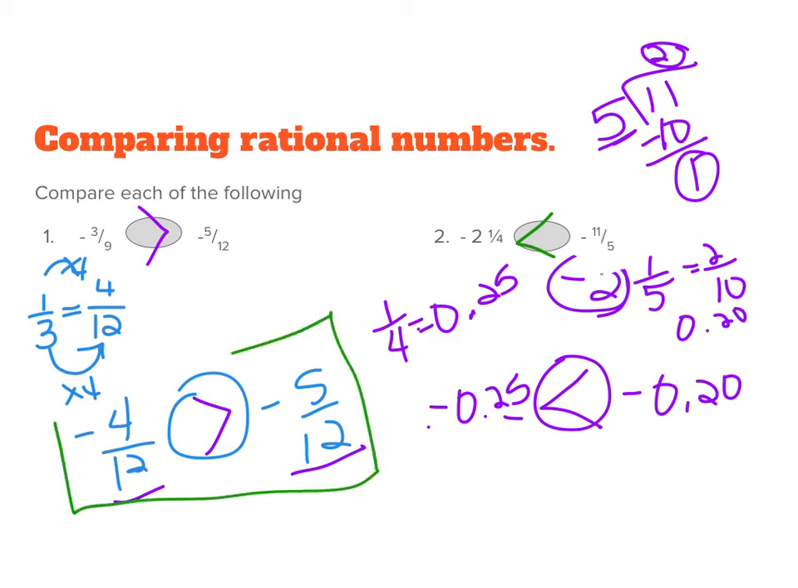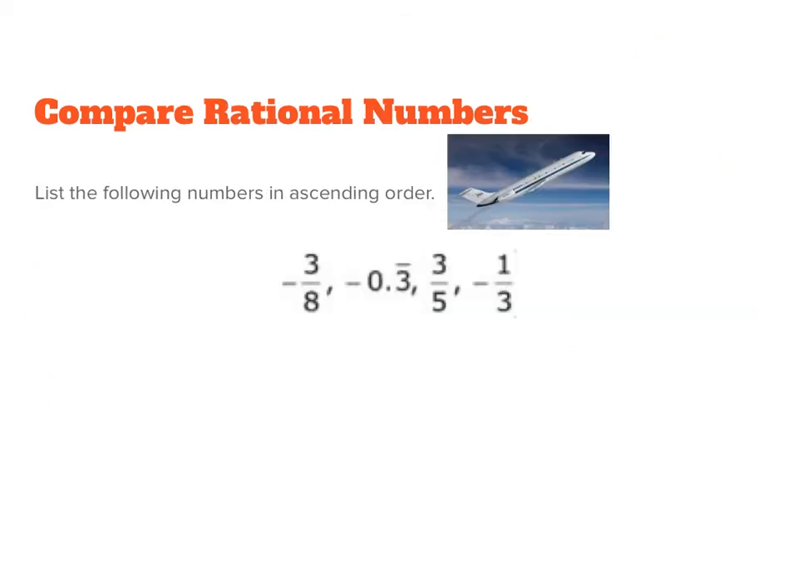This one I found common denominators because it's easier to compare. This one I went ahead and changed to decimals because I knew my decimals. So you're still using your strategies from what we learned from the beginning of the year. So let's go ahead and try to order them now.